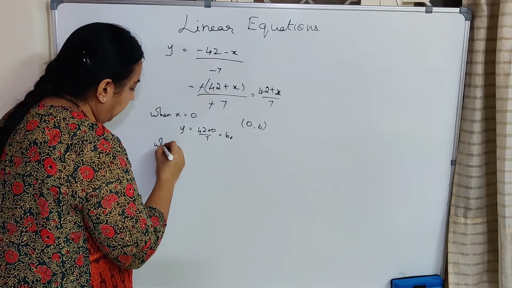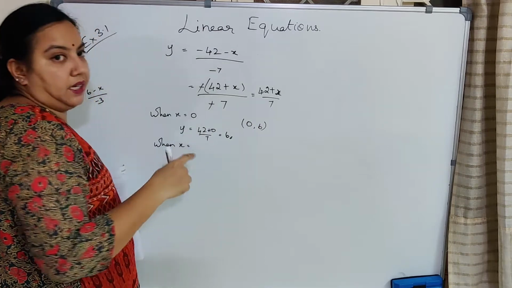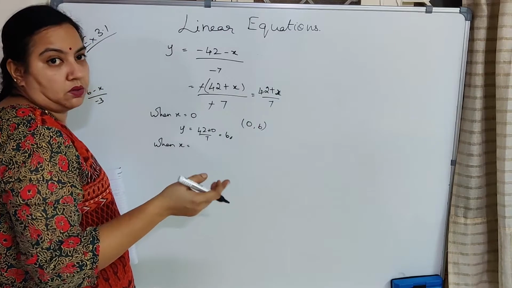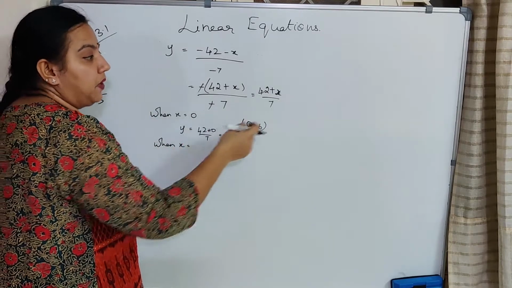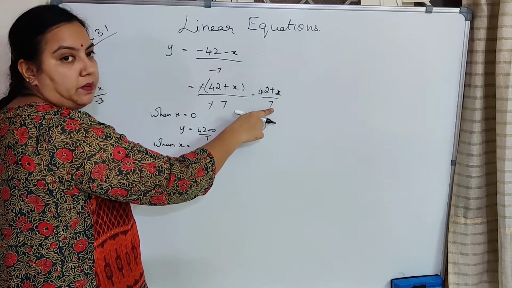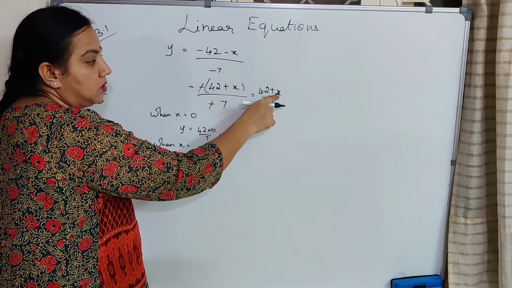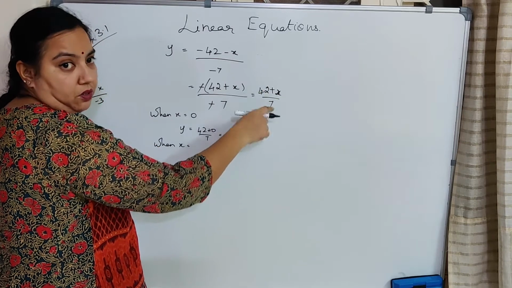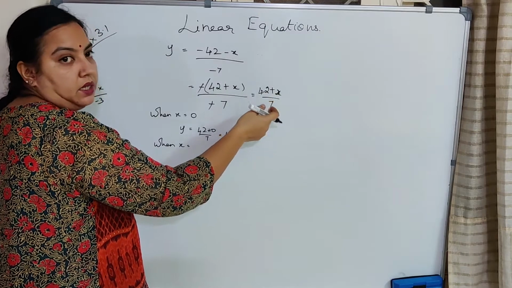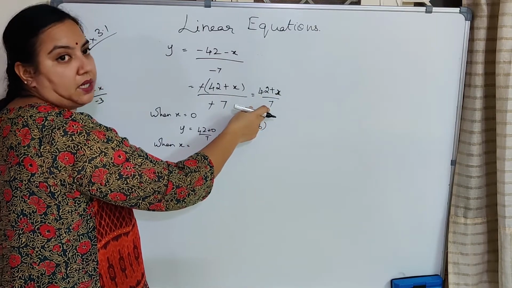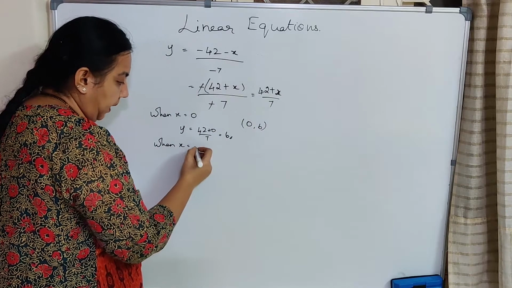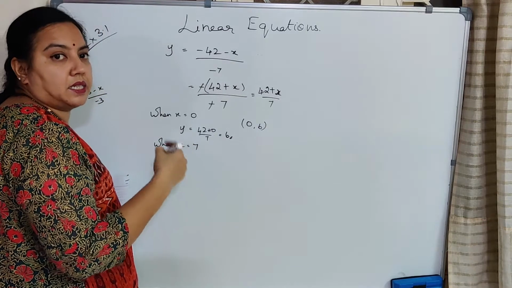Okay, then for x, I can choose any number: 0, 1, 2, 3, any number. But I prefer to choose some number which will be easily divisible by 7. Here I chose 0, so this is 42, and I know 42 is divisible by 7. Now when I add 7 to it or subtract 7 from it, the next number also will be divisible by 7. So I choose such numbers. Here I am making it 7, and for the next number I will take minus 7.